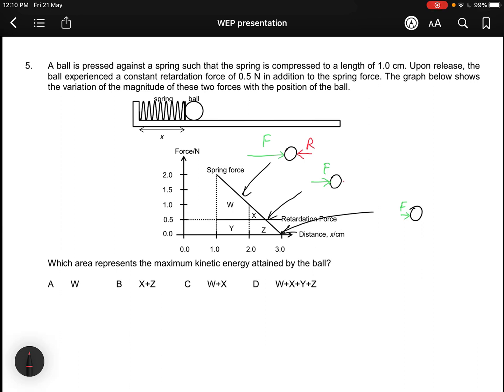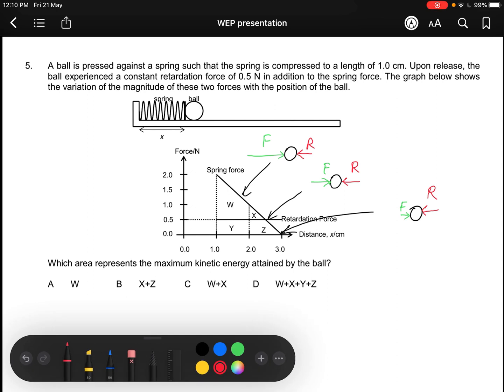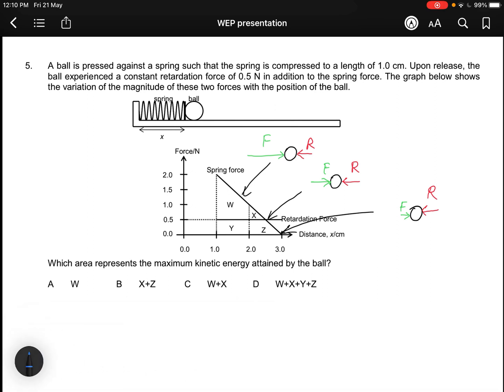At 2.5 cm, it is equal to the spring force. Beyond that, the retardation force is actually constant. It's the spring force that is getting smaller. So we can actually see that this guy is speeding up. Here, a is 0, and then it is slowing down because it is moving to the right, but the acceleration is to the left. So this part is a deceleration.